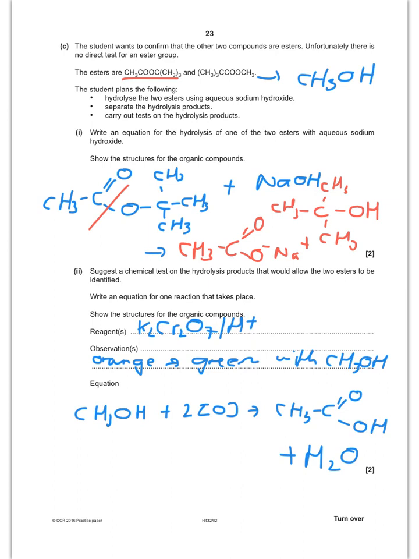Suggest a chemical test on the hydrolysis product that will allow the 2 esters to be identified. Well, if you have a look, this one here that I've just drawn is a tertiary alcohol, but if you hydrolyze this one, you would get methanol, which is of course a primary alcohol. And primary alcohols can be oxidized, tertiary alcohols cannot be oxidized. So you use potassium dichromate, acidified for that, and you would go orange to green with methanol, and there's the equation to give you, that would actually give you methanoic acid.